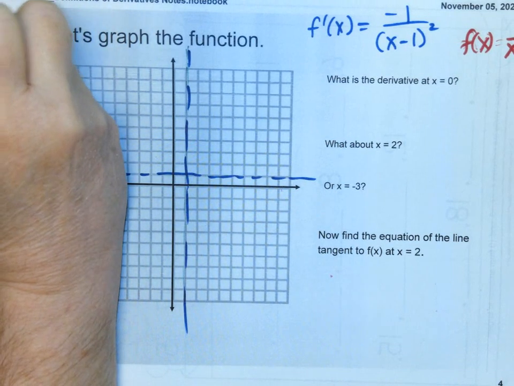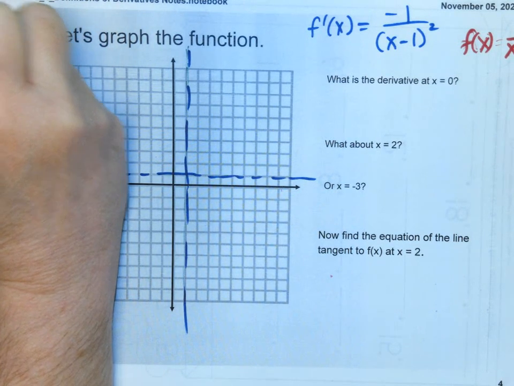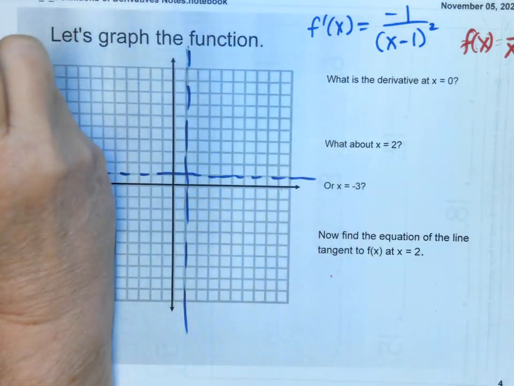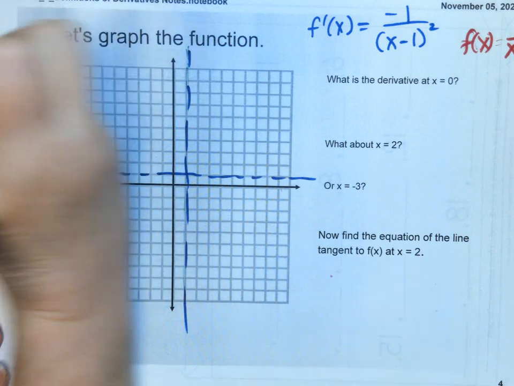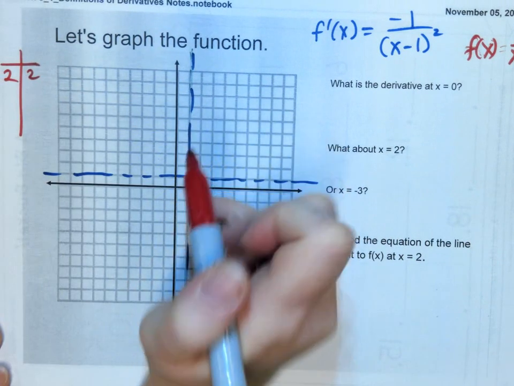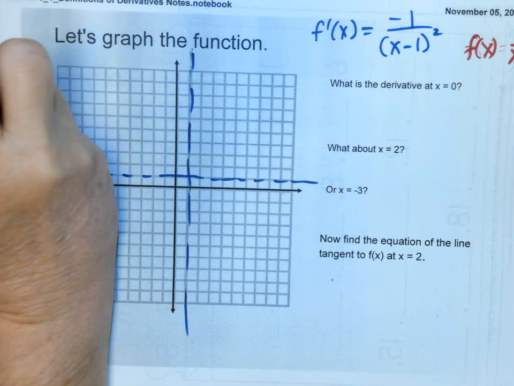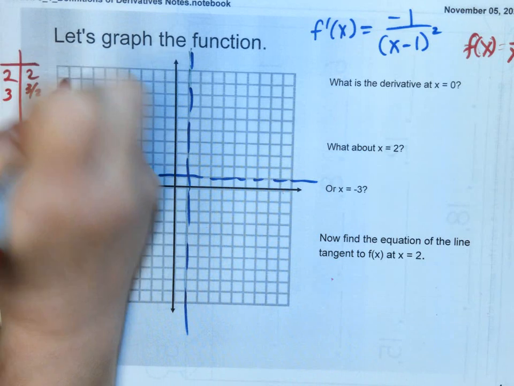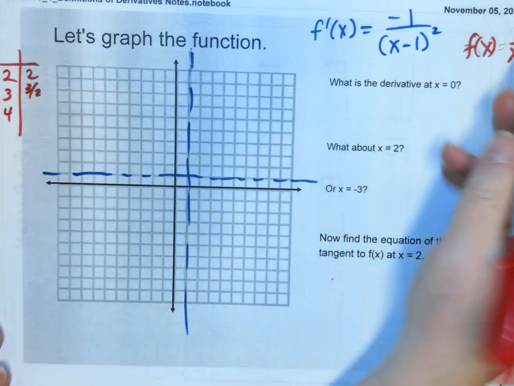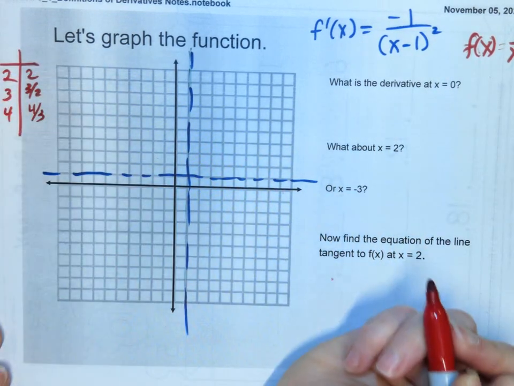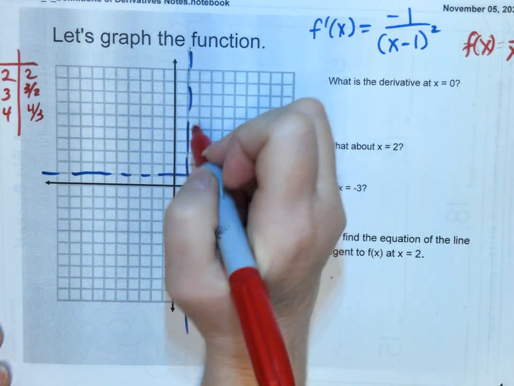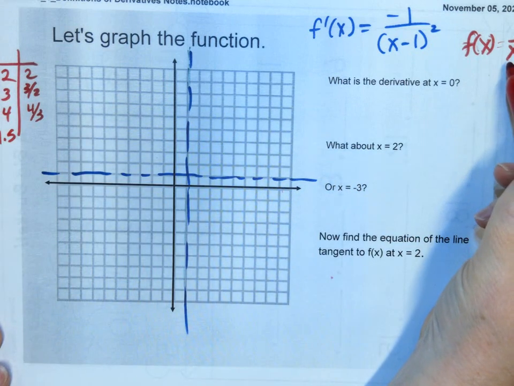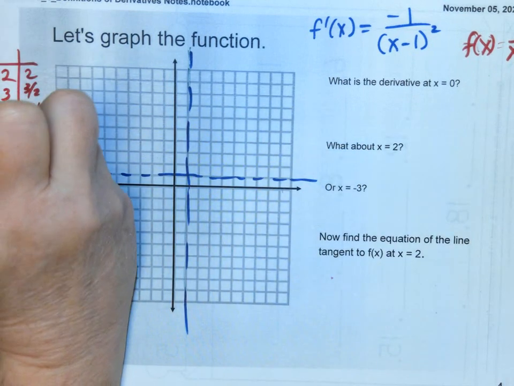If I pick the point, let's start at 2. If I plug 2 in, 2 divided by 1 is 2. I can't pick 1 because 1's already taken. How about I pick 3? 3 over 2. How about 4 would be 4 over 3. And if I picked something like 1.5, 1.5 divided by 0.5 would be 3.